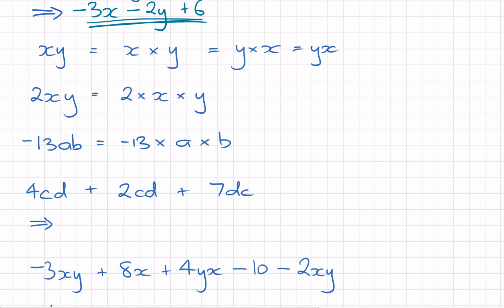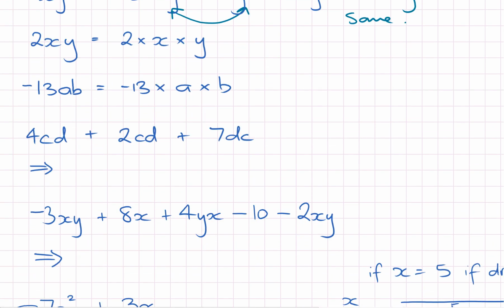Okay, when we're looking at multiplying, xy is the same as x times y. So these are like two different numbers, which can also be written as y times x. So yx or xy, they actually mean the same thing. So if I look at 2xy, that actually means 2 times x times y. Negative 13ab means negative 13 times a times b.